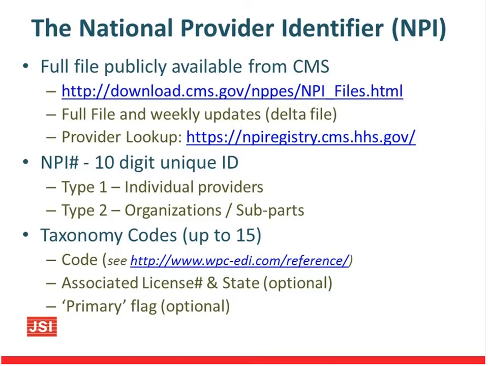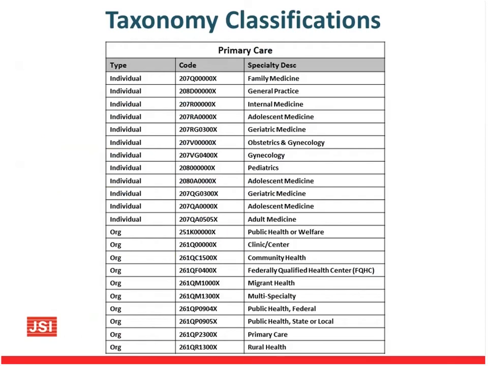Okay, so these are the classifications. I'm not going to read through them, but what you'll notice is for primary care, there's a whole bunch of categories for individual providers. There's also all these organizational categories. You'll see federally qualified health centers, rural health, which means a rural health clinic, primary care as an organization.